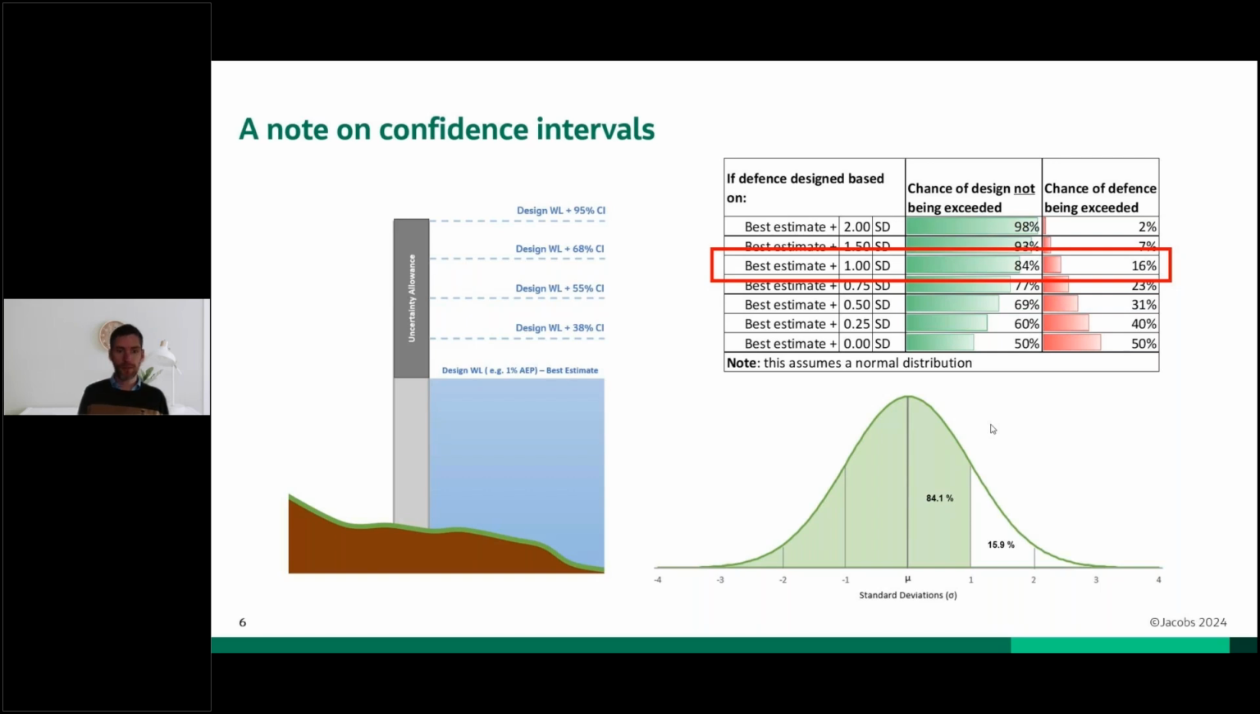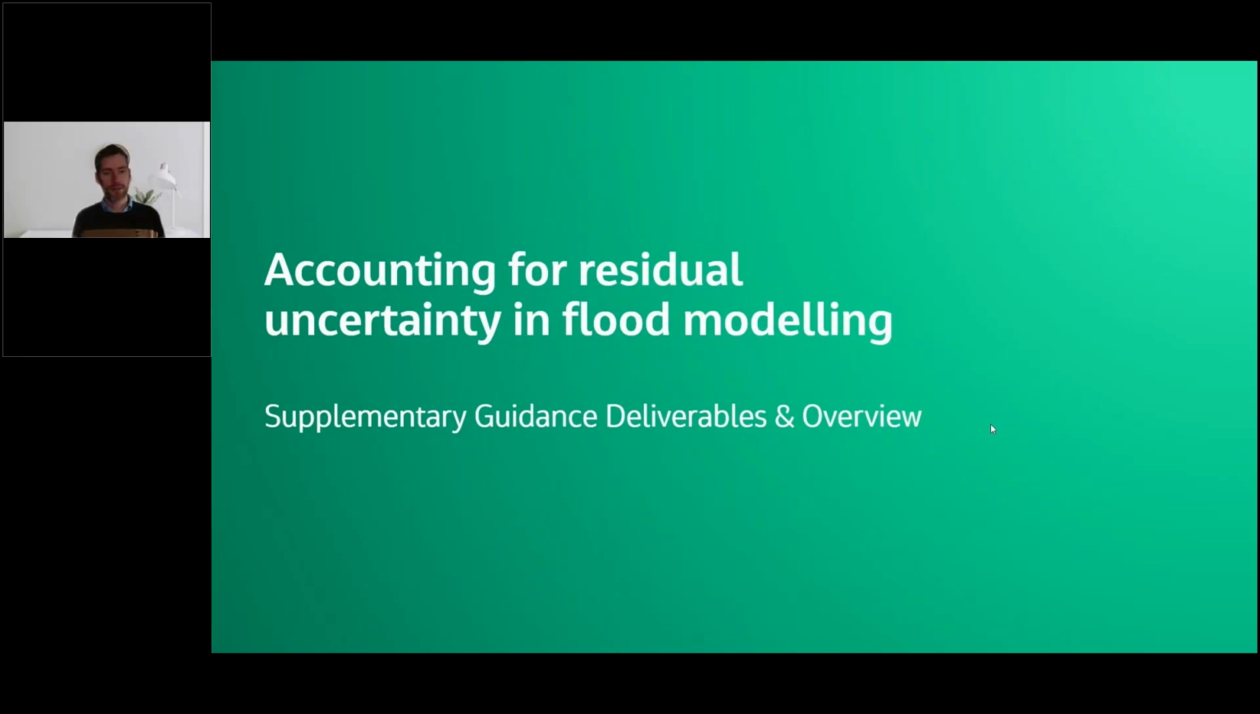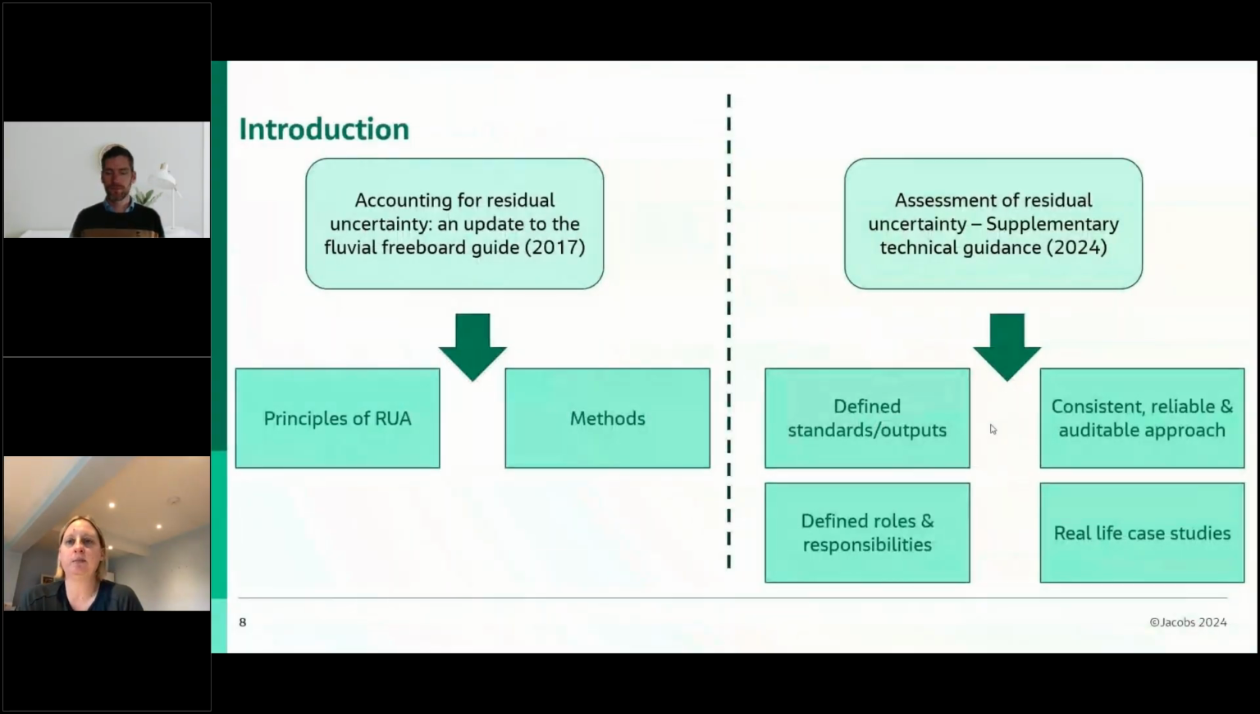And with that, I'll pass to Louise, and she's going to give a few notes on supplementary guidance. Thank you, Phil. So as an introduction to the guidance, I thought I'd just give an overview of why we decided to create this. And the first key point, this does not replace the 2017 accounting for residual uncertainty guidance. The document is still the overarching guidance covering the principles and methods of residual uncertainty analysis. However, we felt that we needed to build on this to make RUA a clearer process for project teams.